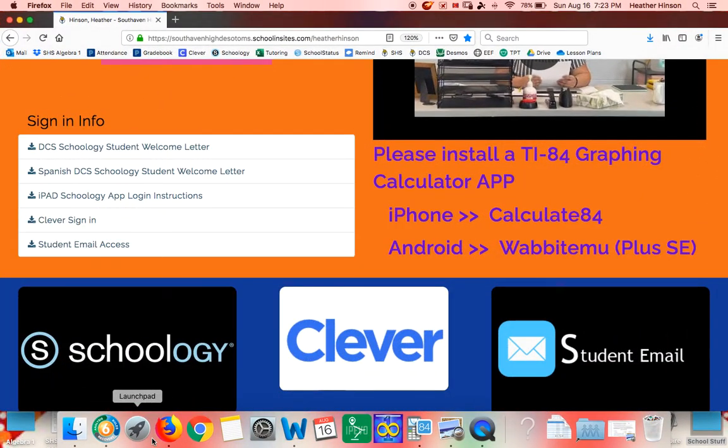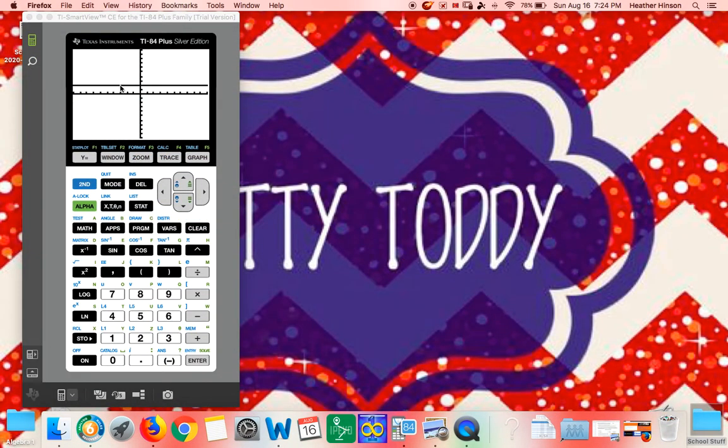If you have a smartphone, you can get the TI-84 graphing calculator app. On the iPhones, it's called Calculate 84, and on the Android, it's called Wabbit Emu. They are both free. They look exactly like this. They do all the functions that we do in class. So whether you are a traditional in-school student or whether you're a virtual student, all of you can get this app to be able to use since you can't take our calculators home with you.